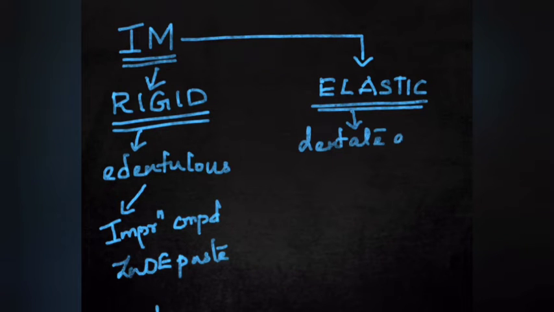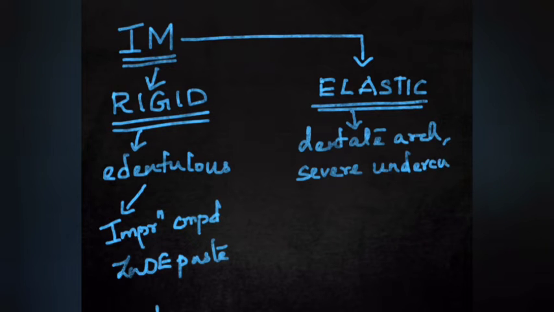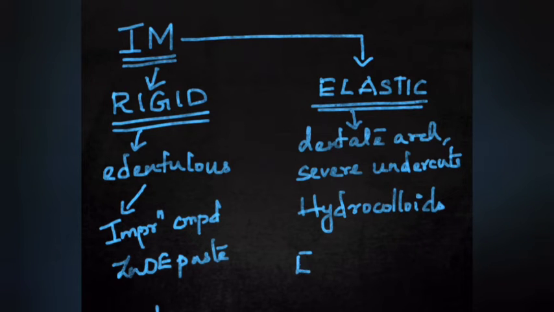Now the elastic impression materials are used for the dentate arch, that is, people with teeth, and when you have severe undercuts in the edentulous arch. Elastic impression materials mainly include your hydrocolloids, that is agar and alginate, and the most important one, your elastomeric impression material.